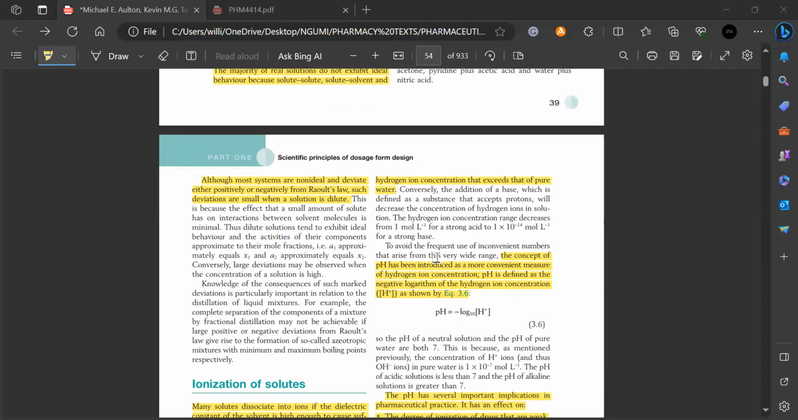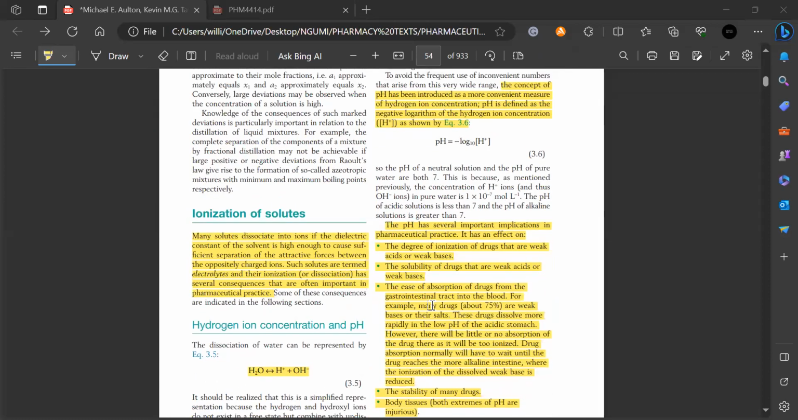So now we'll introduce the concept of pH as a more convenient measure of hydrogen ions. And pH is defined as the negative logarithm of the hydrogen ion concentration. So pH is equal to negative log of the hydrogen ion concentration. Important to appreciate, in a neutral solution, our pH is 7, with both the hydrogen ions and the OH ions, because now they're just together.